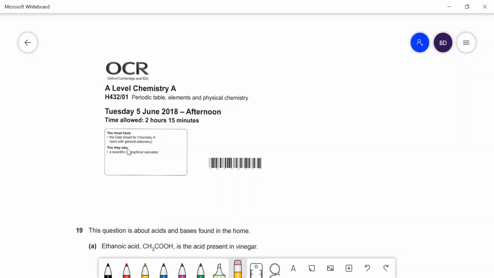In this video, I'm going to go through OCR A-level chemistry, specification A. This is paper 1. It's the June 2018 paper, and I'm doing the second half of this paper. I covered the first half in an earlier video. Starting off with question 19 then.